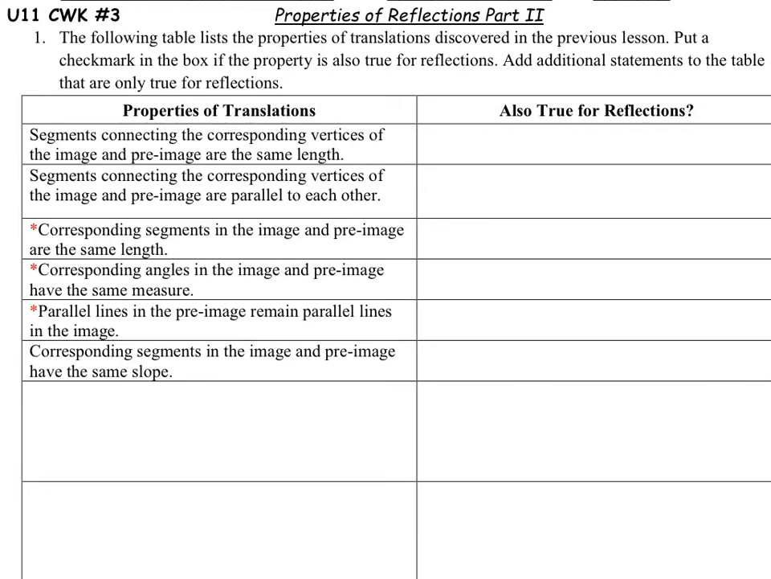Alright, so first up, we got the segments connecting the corresponding vertices of the image and pre-image are the same length. That is not true for reflections. So yeah, you can put no if you want. Segments connecting the corresponding vertices of the image and pre-image are parallel to each other. That one is true.